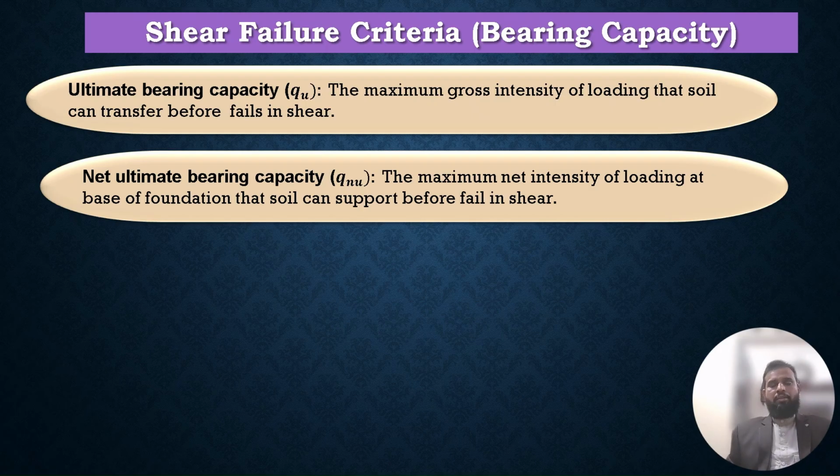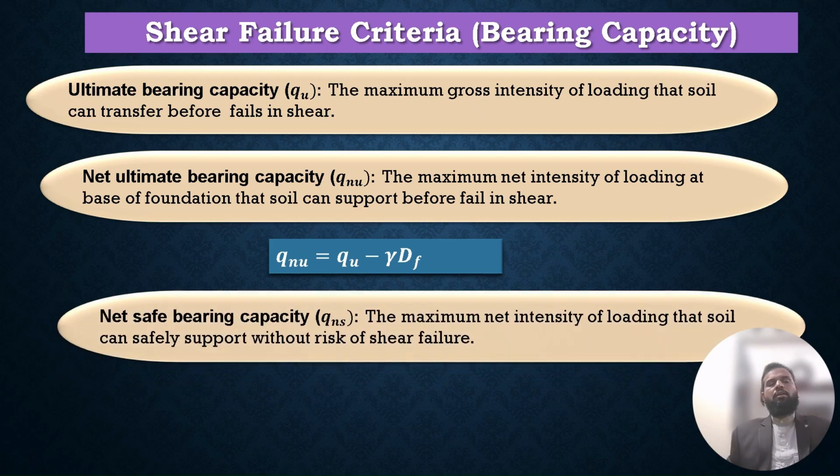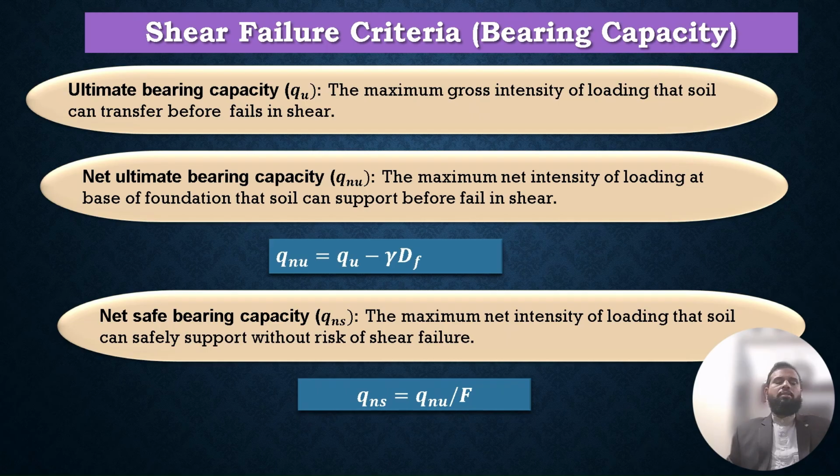The maximum net intensity of loading at the base of the foundation that soil can support before failing in shear. This is the typical formula of that, and you can see the net safe bearing capacity, which is the maximum net intensity of loading that soil can safely support without risk of shear failure. Normally, we take a factor of safety to avoid the complexities of the soil that we are studying.